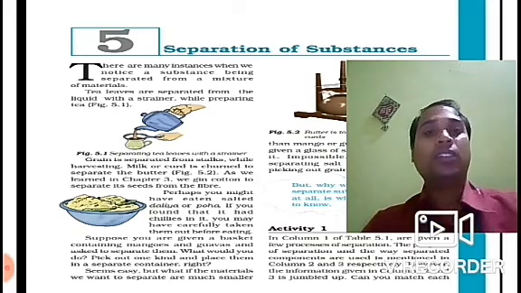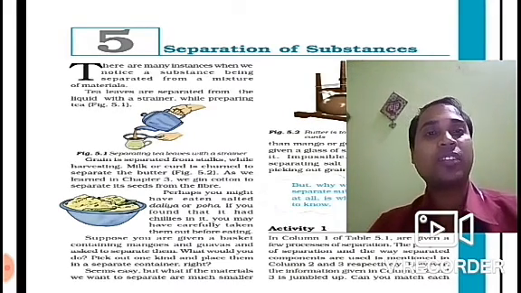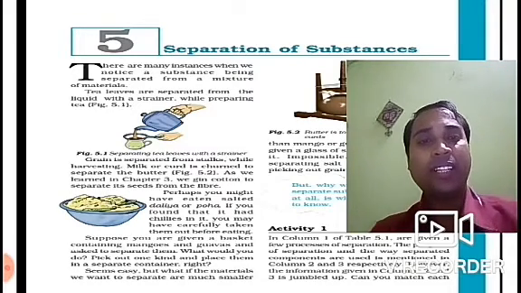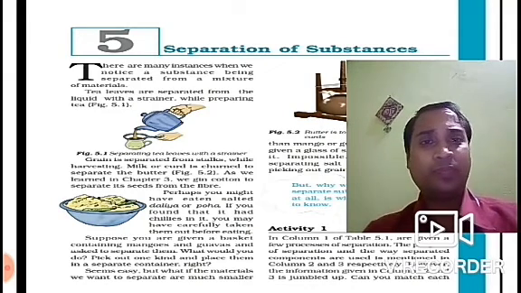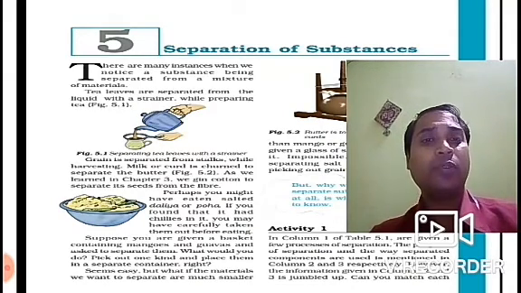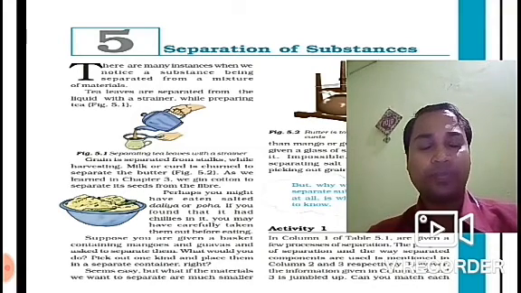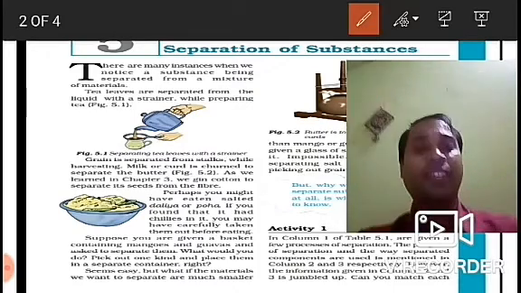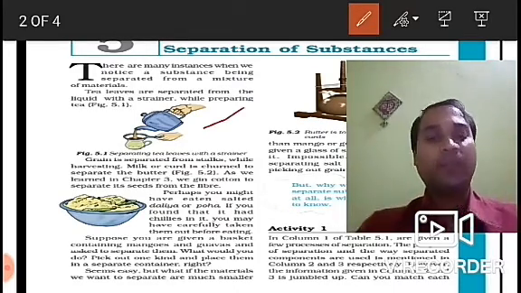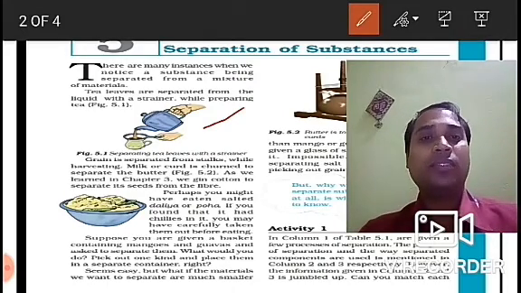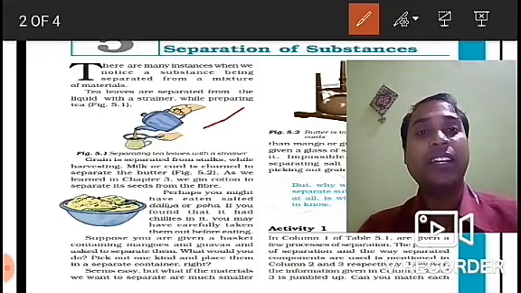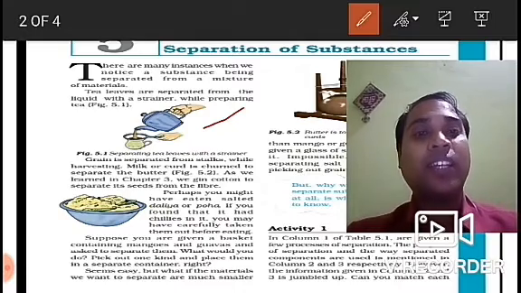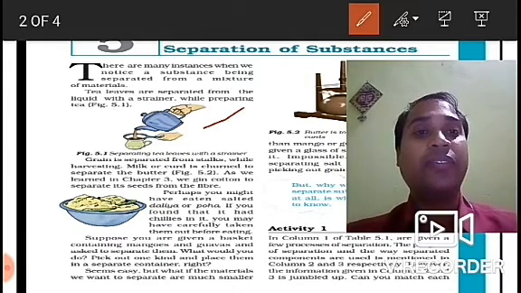So here we have chapter 5, separation of substances. So why is there a need of separation at all? In our day-to-day life we often come across situations where we have to separate something from a mixture. If we discuss more specifically things which are shown in the diagram, here we can see tea leaves. The tea leaves are being separated from the liquid with the help of a strainer. So this is a kind of separation where a strainer is used to separate the tea leaves from the liquid.